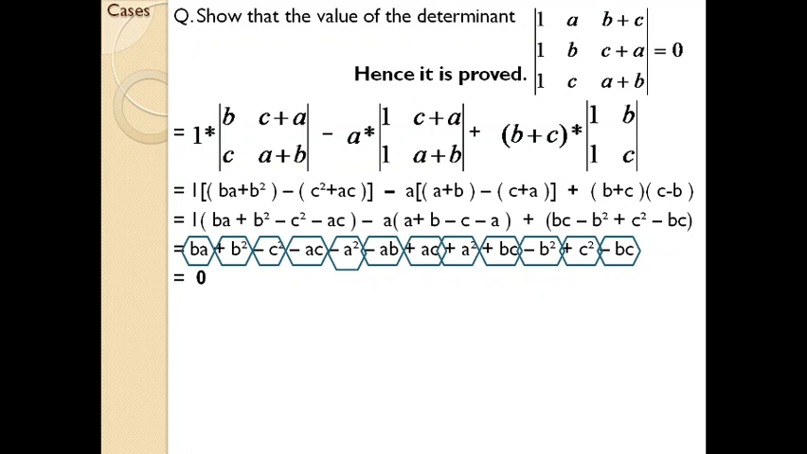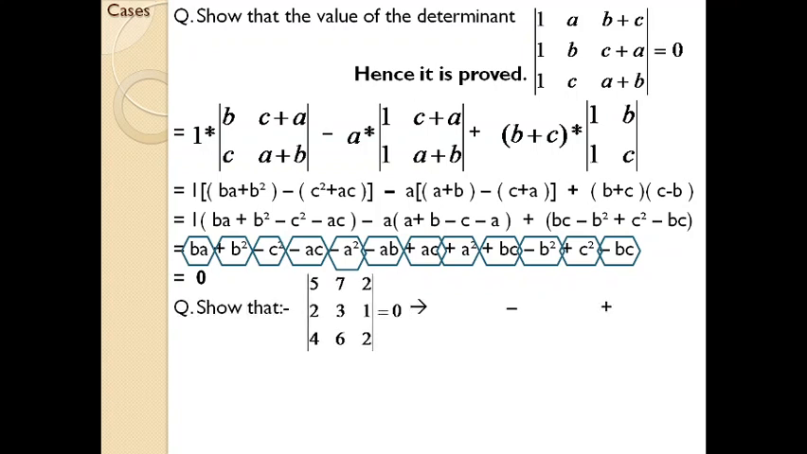So we can say that hence it is proved. So that is the concept of the case. So just go through it, remember, and be very cautious with the signs pertaining to each element. Next one.